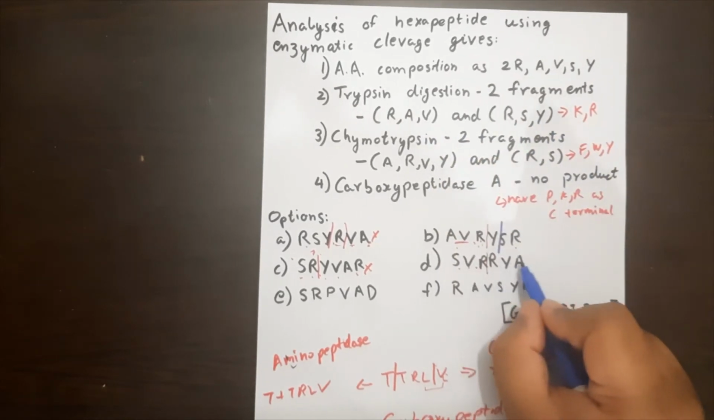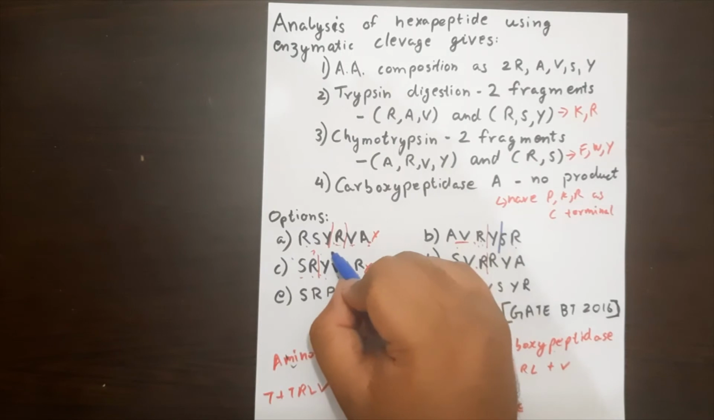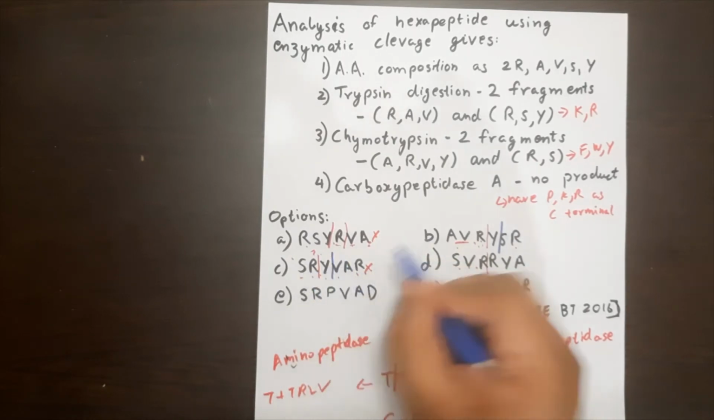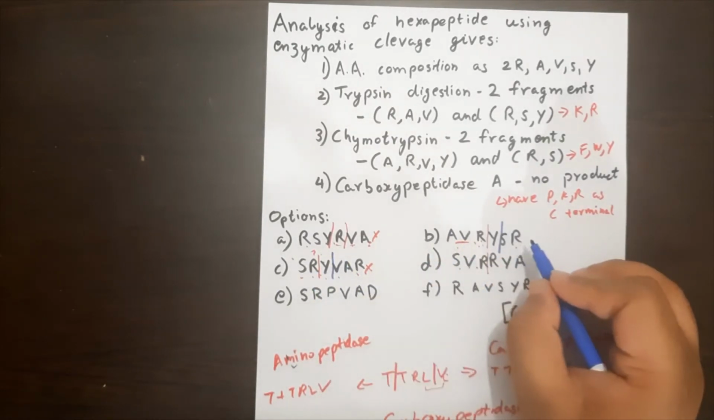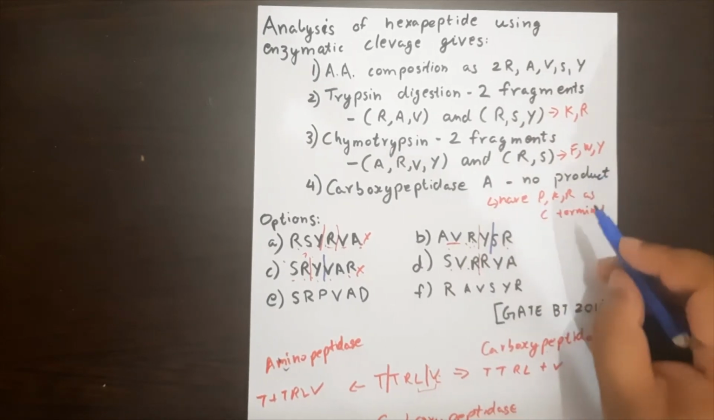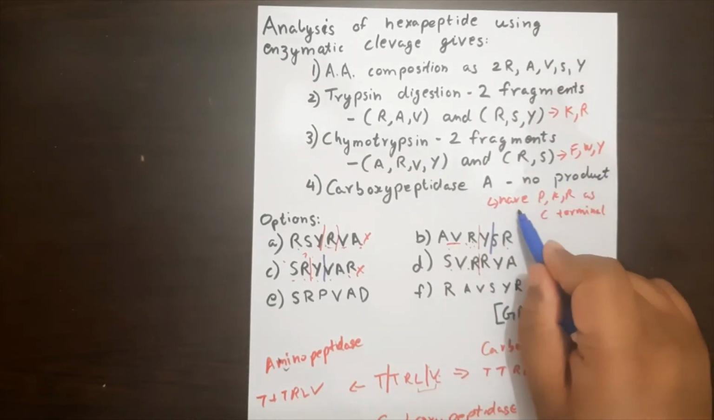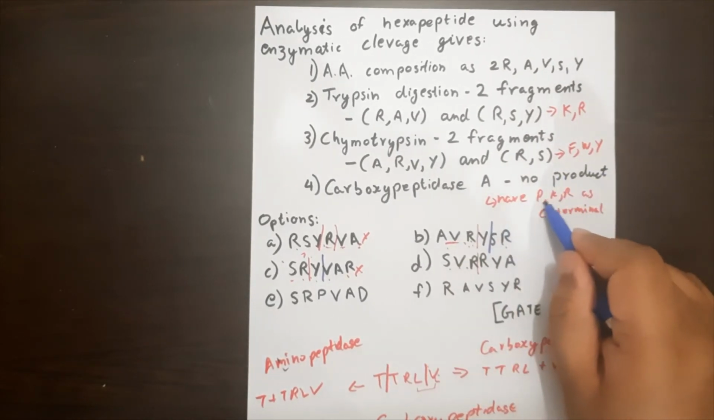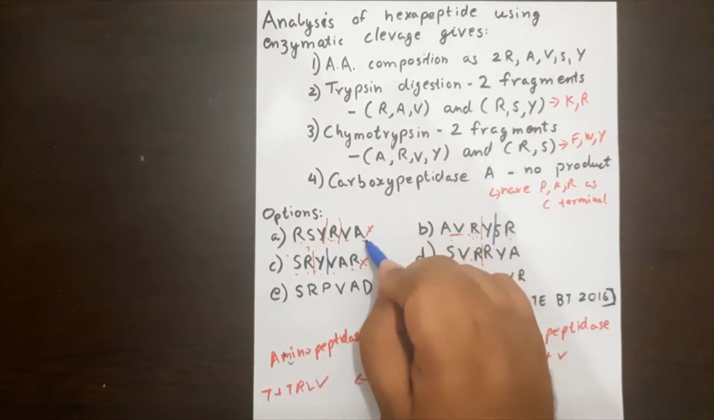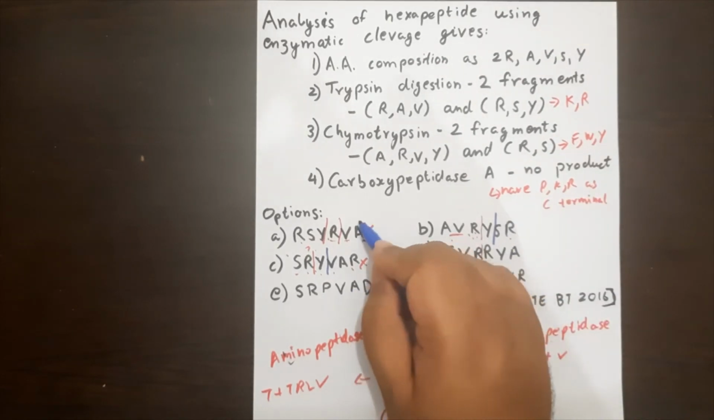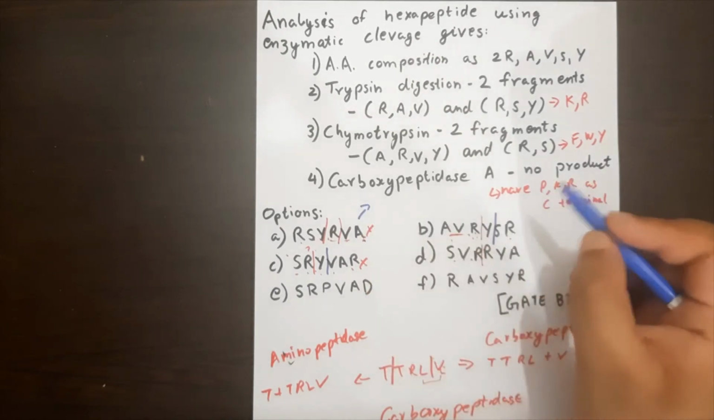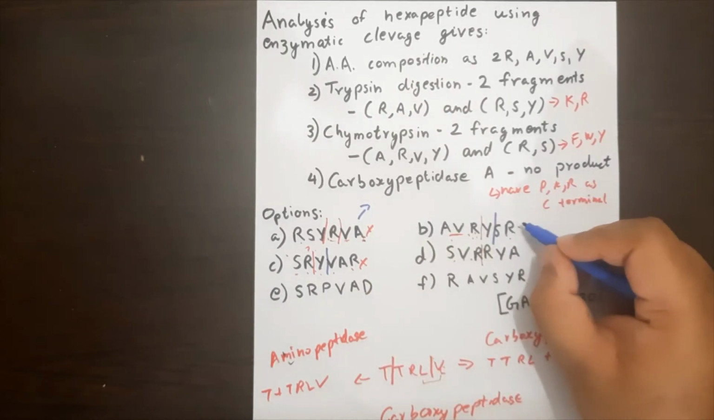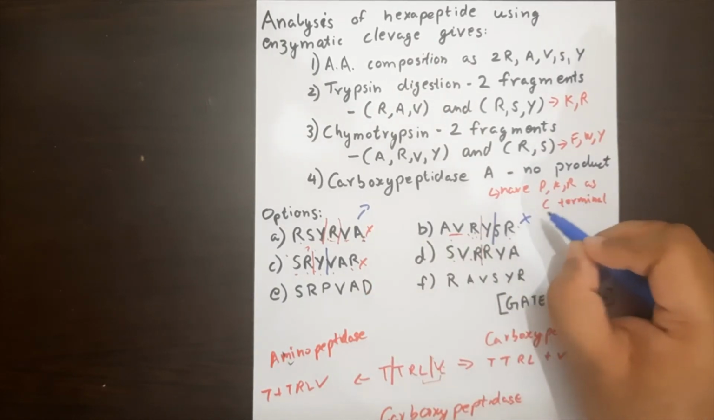Alright, so in the other groups, nothing actually happens like that. See, over here, if you cleave, we'll get SRY and VAR. Doesn't happen. So this is the reason why nothing happens. And finally, we have carboxypeptidase A. No product if the N terminal is P, K, and R. So what does that mean? If I have alanine as my N terminal, I will be getting some kind of product. Since this has an N terminal of R, it won't be giving any product.